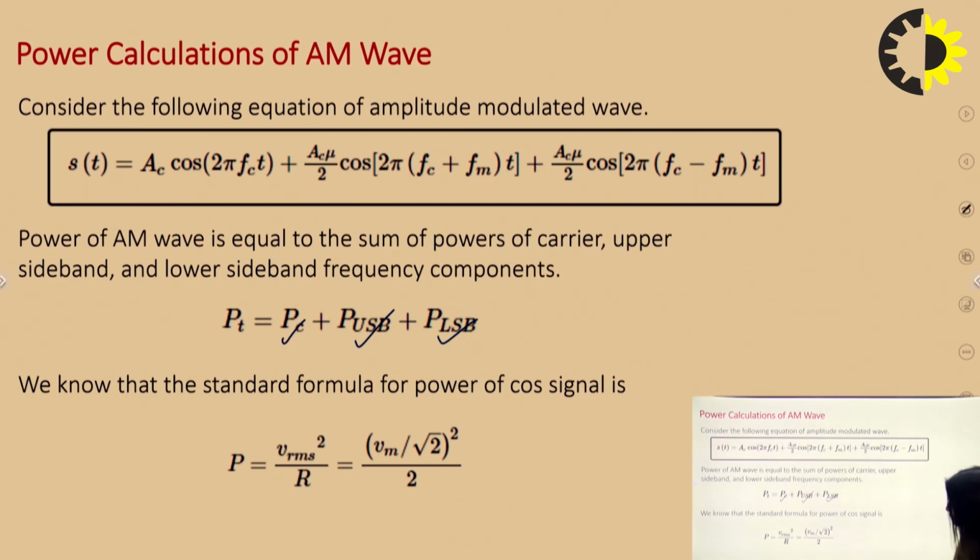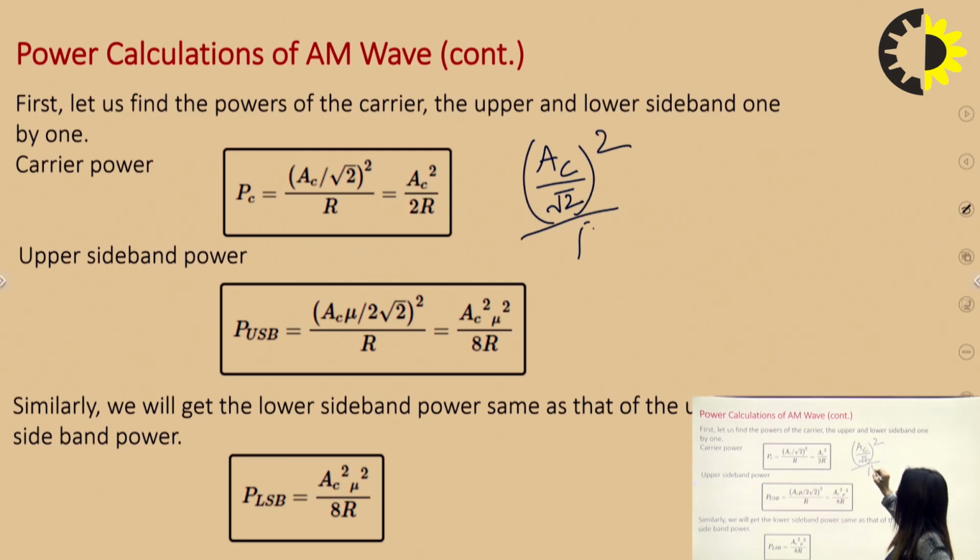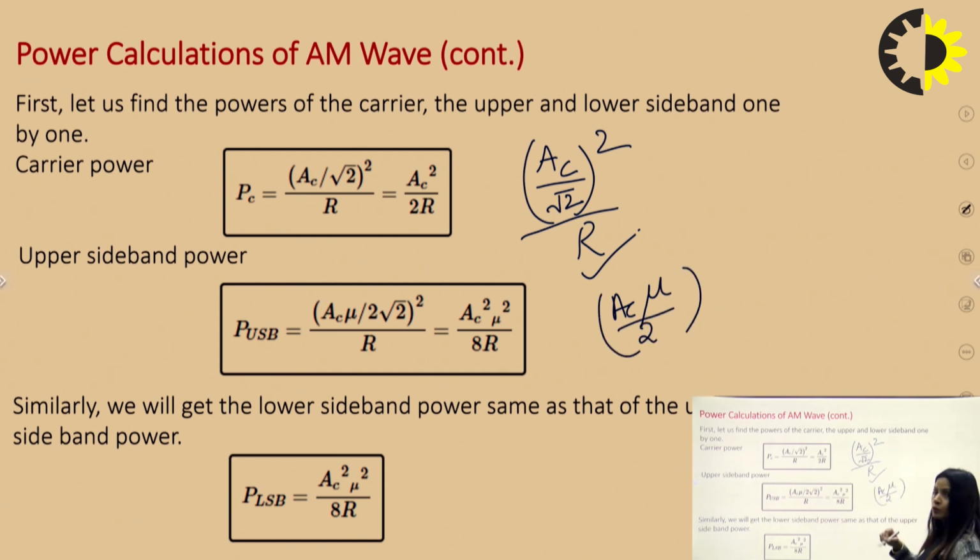We have this particular equation. Now the power of the carrier wave will be, since the amplitude is Ac, I will take the RMS, and this square upon R is the power of the carrier wave. Similarly, Ac mu by 2 is my amplitude of the USB. I will take the RMS, square it and then divide it by resistance.